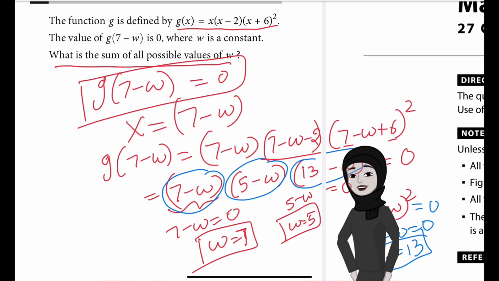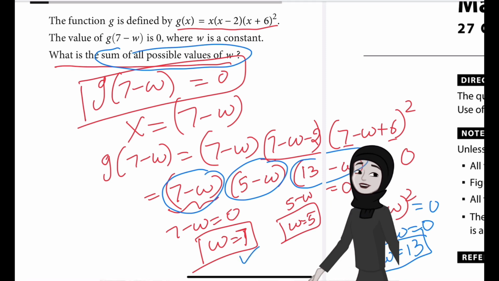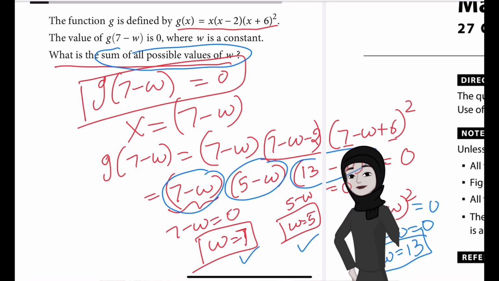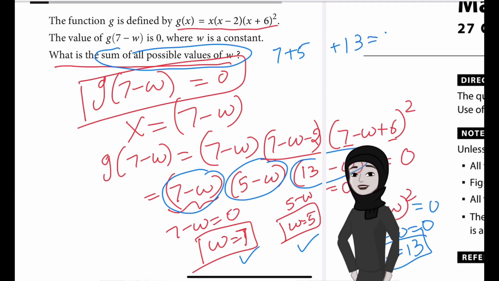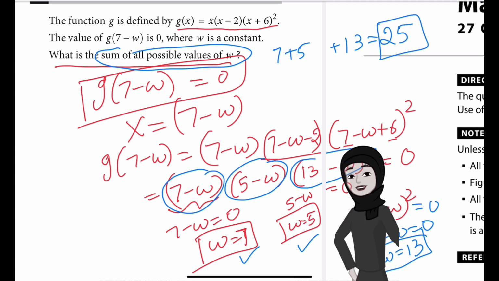Now what does the question want? It wants the sum of all the possible values of w. So we have to add this 7, 5 and 13. So what is 7 plus 5 plus 13? 7 plus 5 plus 13 is nothing but 25. So 25 is the answer over here.